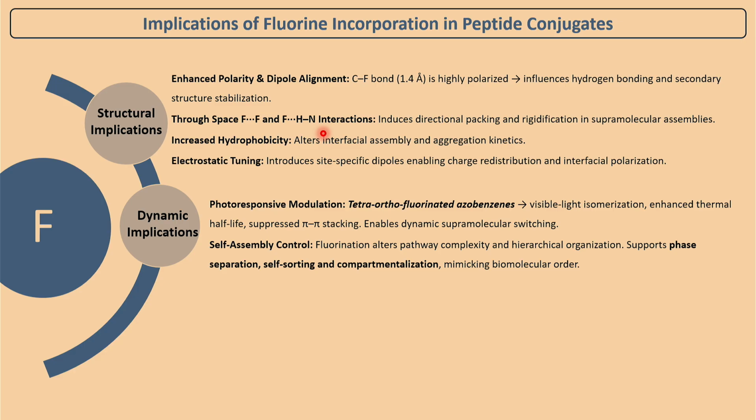if you substitute fluorine on azobenzene, you see the photoresponsive nature changes. It goes into the visible range, which is very good. And you can have very nice self-assembly control. Something which was going slower may, because of the introduction of fluorine, self-assemble faster.